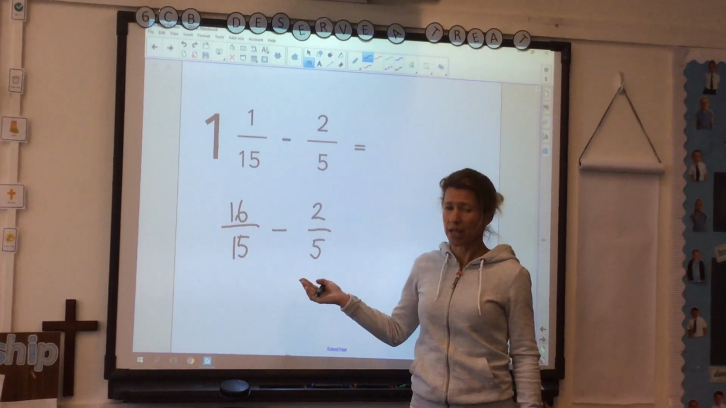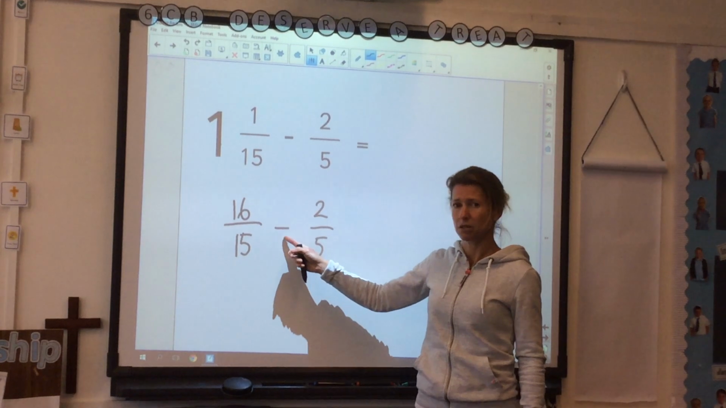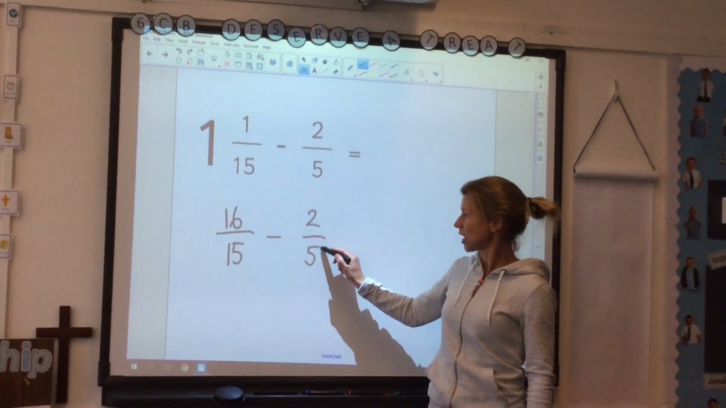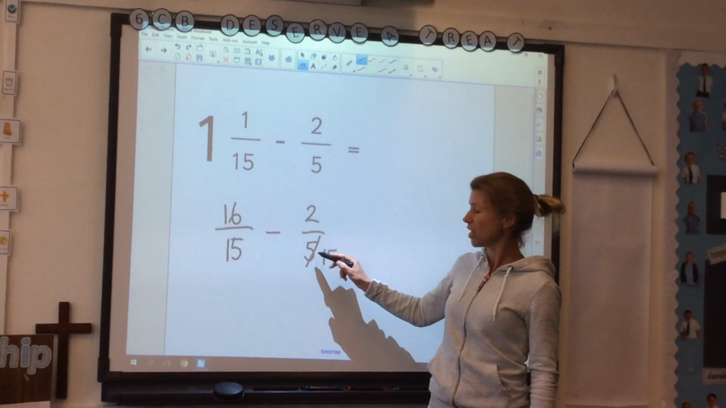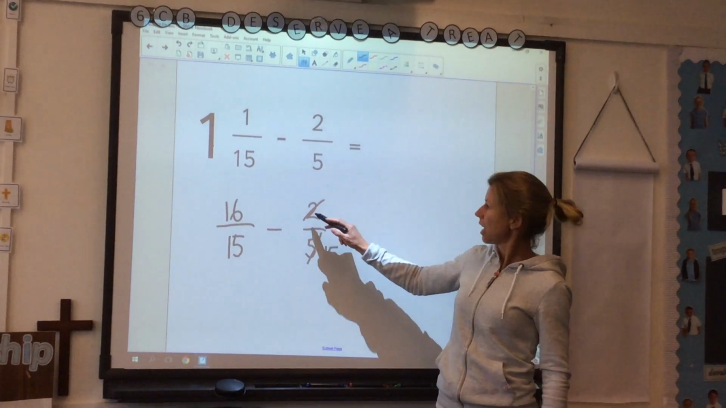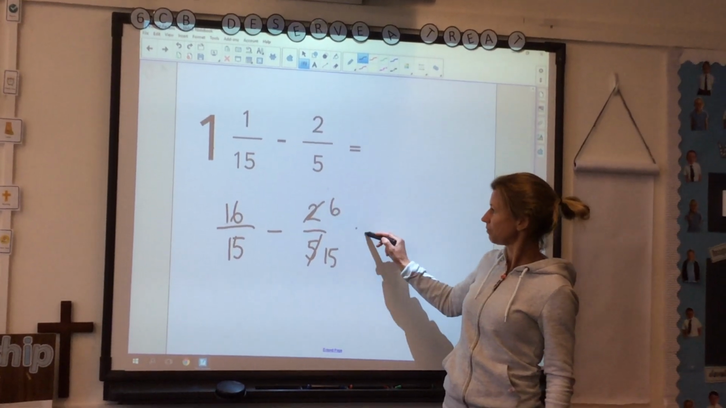Now you can't just go ahead and do it because you've had a look, you've seen the subtraction, you've got to make your denominator the same. So I'm going to change this to 15. I know that 5 goes into 15 3 times. I've multiplied it by 3, and then I'm going to do the same with that.